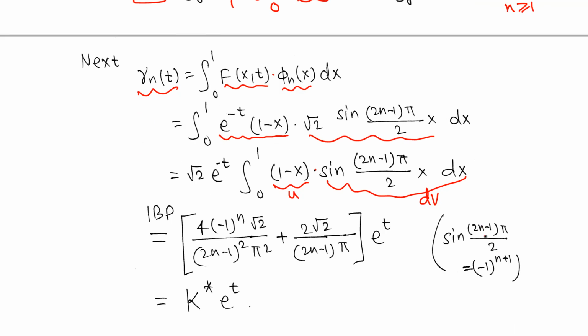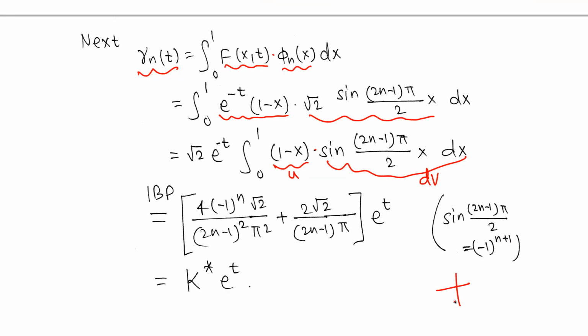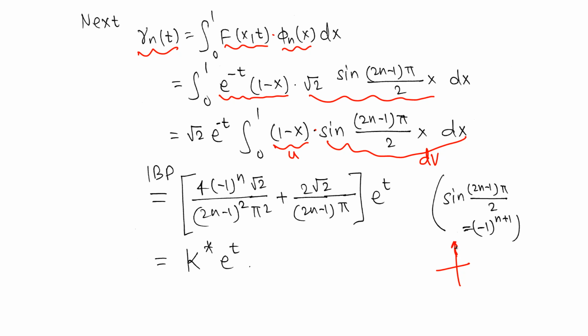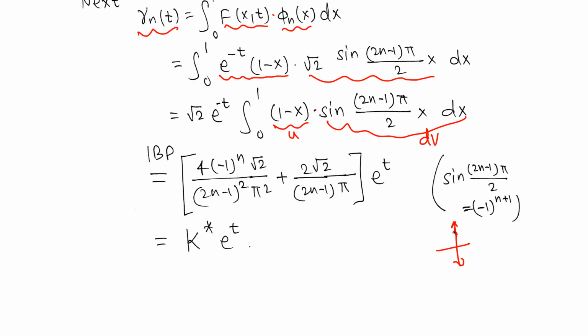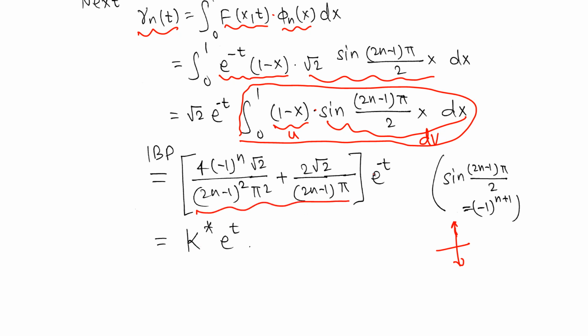Sine of an odd integer times pi over 2, like sine of 1 pi over 2, sine of 3 pi over 2, is negative 1 raised to n plus 1. It's like here, this is 1 pi over 2, 3 pi over 2. So negative 1 raised to n plus 1. And this is e to the negative t. So once we use integration by parts on this, we end up getting this times e to the negative t, and this is a constant, and I'm calling it k star, just for this constant, times e to the negative t.